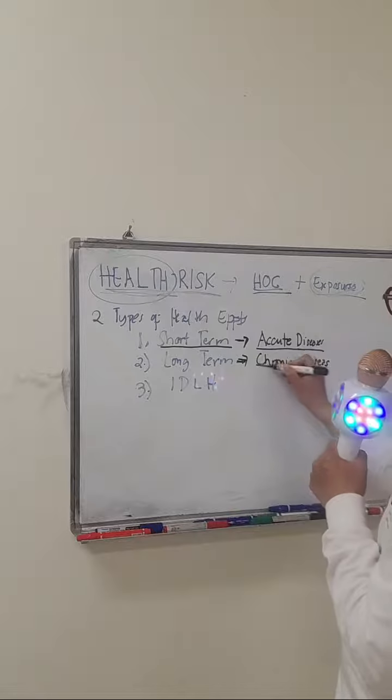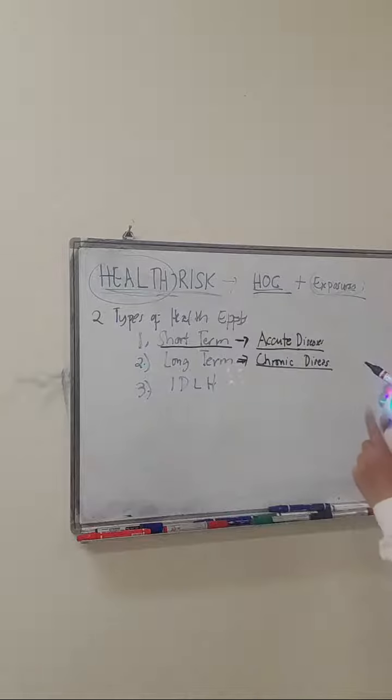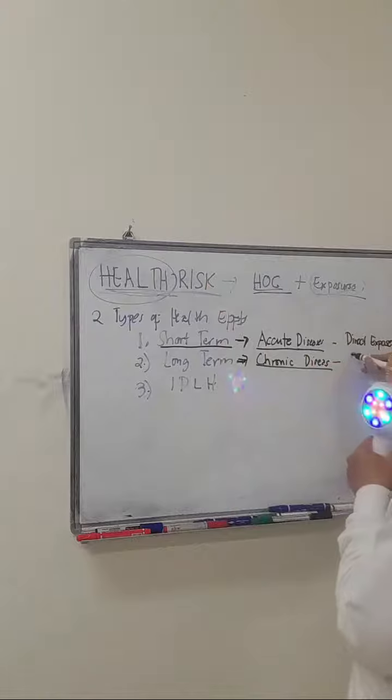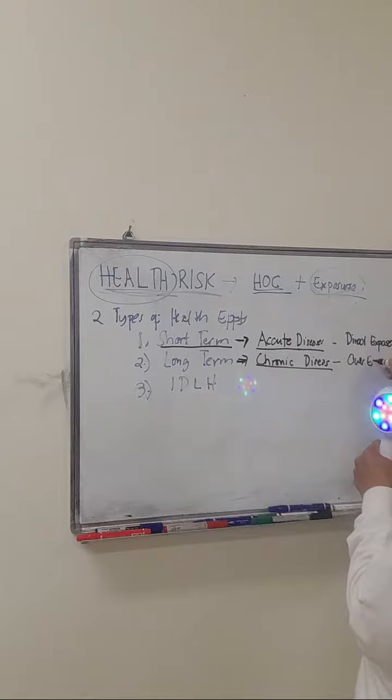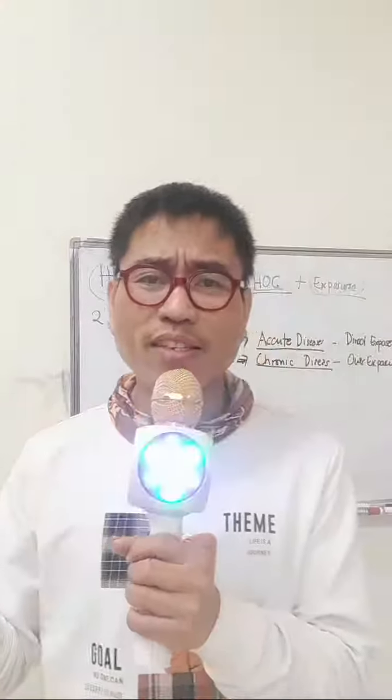Okay. When we talk about the degree of how it is being exposed, the term now is another. The short term will be direct exposure. Direct exposure, meaning very quick. And then the long term is overexposure, repeatedly. Okay, so very frequent.